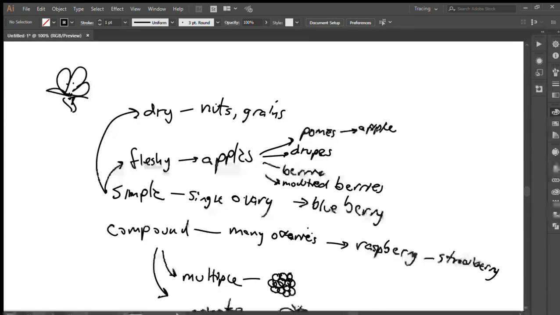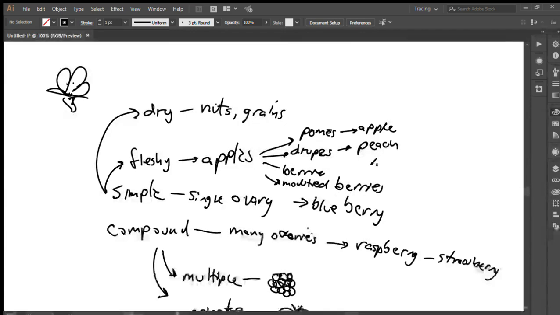If the ovary itself develops the fleshy tissue of the fruit, there are two possible structures for the fruit. If the ovary forms a hard covering around the seed, then it's called a drupe. An example of a drupe would be a peach. A peach has a very tough outer covering. A peach, an avocado, things like that. Olives are another one. It's commonly called a pit.